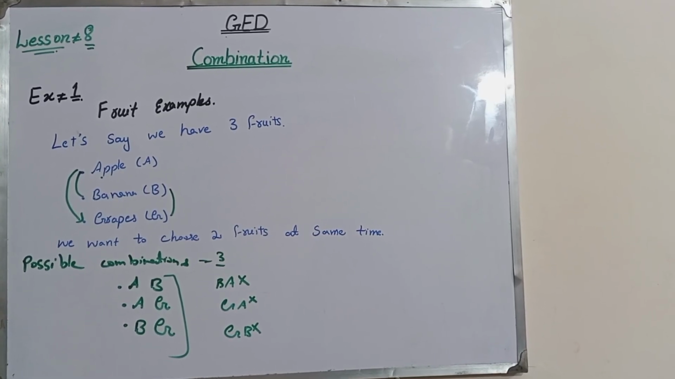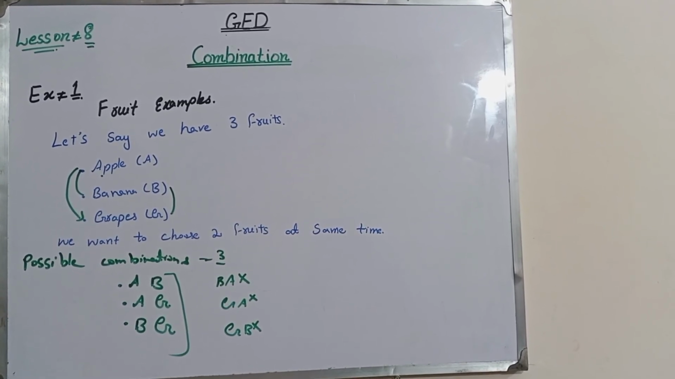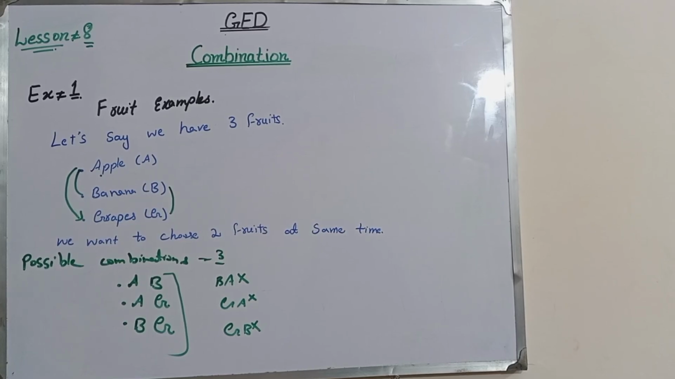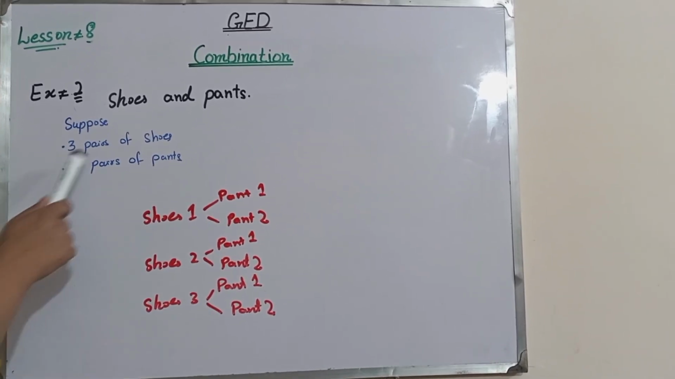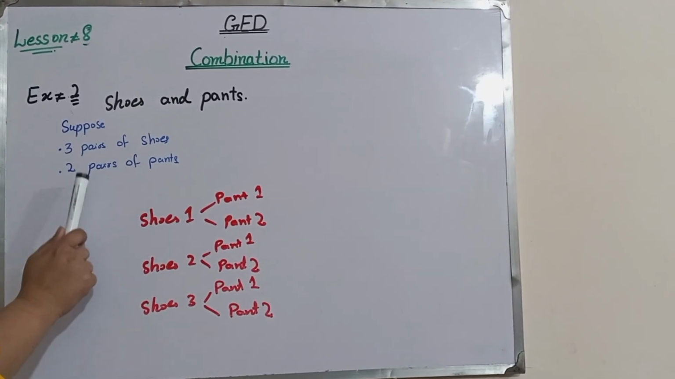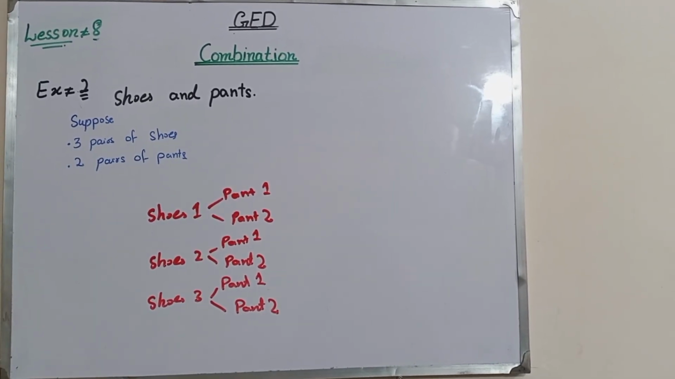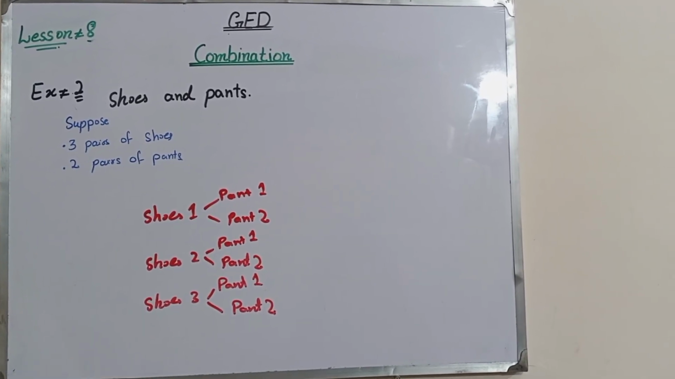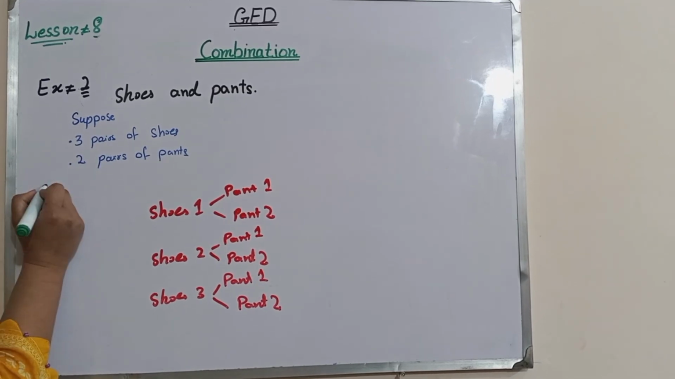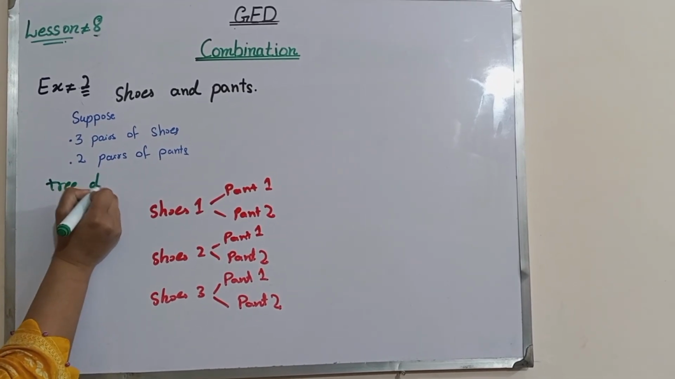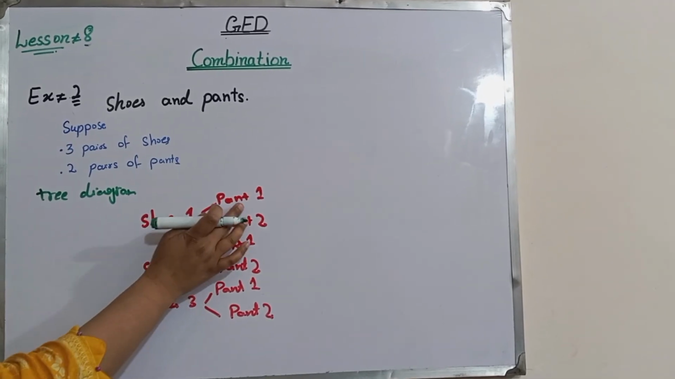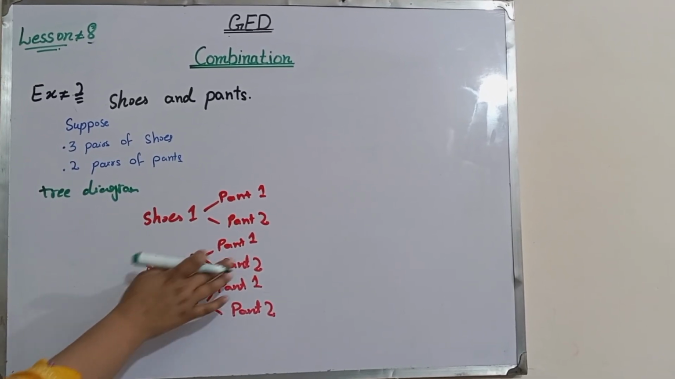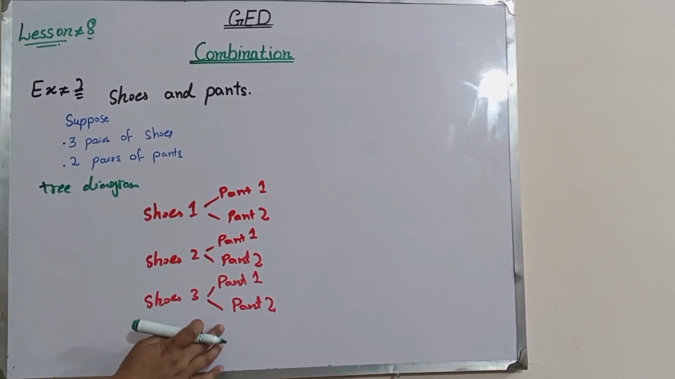Combination with more than one type of item. Now let's look at a very important idea. Sometimes combinations include different categories. So the next example is shoes and pants. Suppose we have three pairs of shoes and two pairs of pants. Just like I show in the tree diagram. This is called the tree diagram. You can see shoe 1 with pant 1, pant 2. Shoe 2 with pant 1, pant 2. Shoe 3 with pant 1, pant 2.